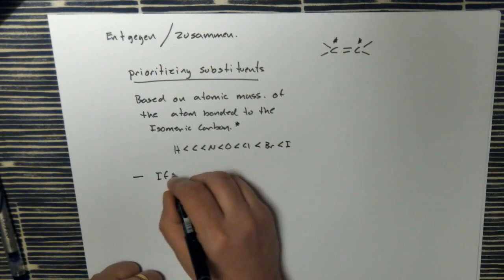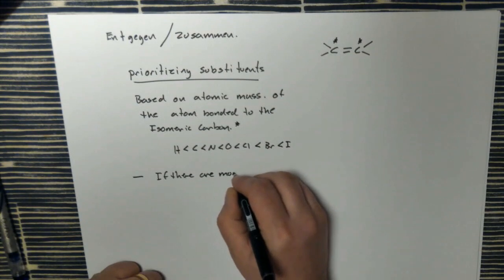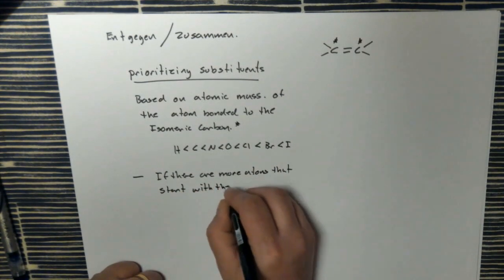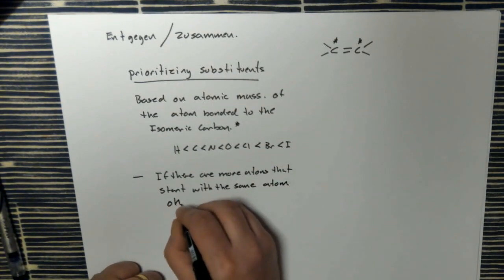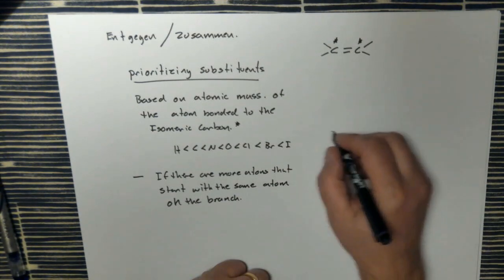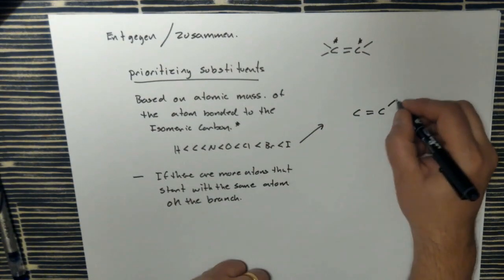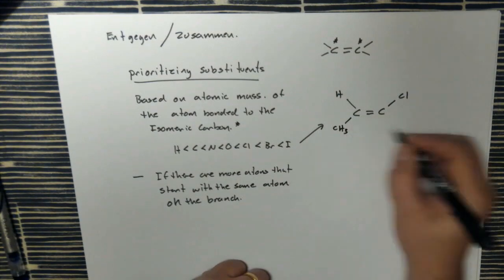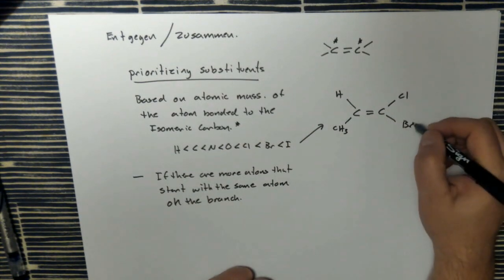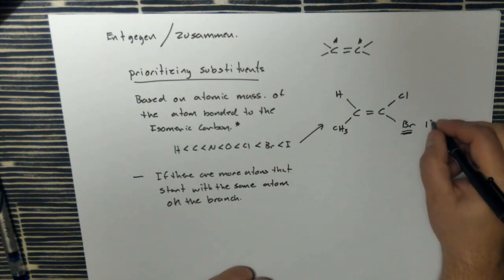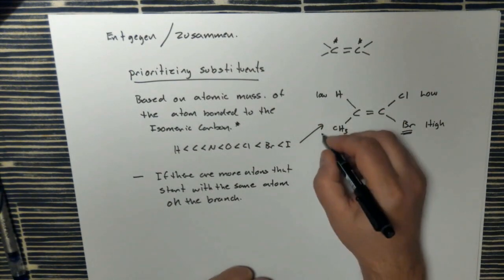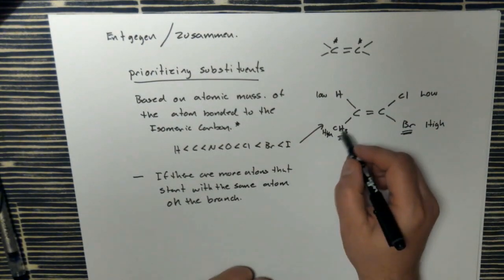So if there are more atoms that start with the same atom on the branch. Now that wasn't exactly the best way of describing it, but I'll do my best to explain it over here. So let's do this example first. It's easy enough to prioritize Cl and hydrogen and methyl group and then a bromine. We can see easily then that bromine has a higher priority than chlorine because bromine has a higher atomic mass. So this is high and this is low if we compare those two. And if we compare these two on this side, this is going to be low and this is going to be high because this one has a higher atomic mass. Carbon has a higher atomic mass than hydrogen.